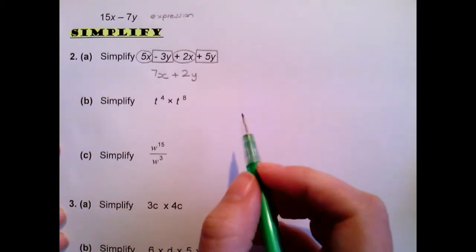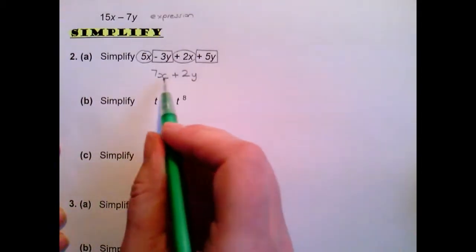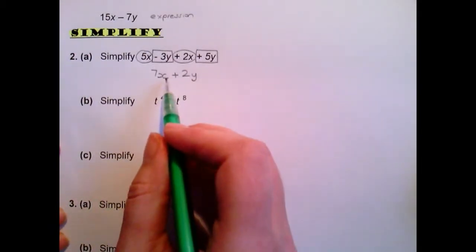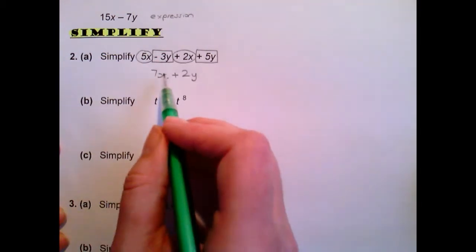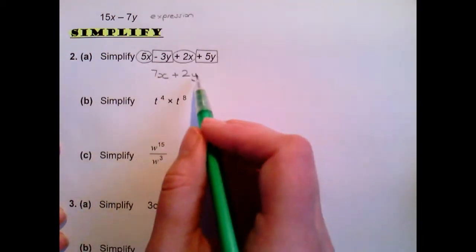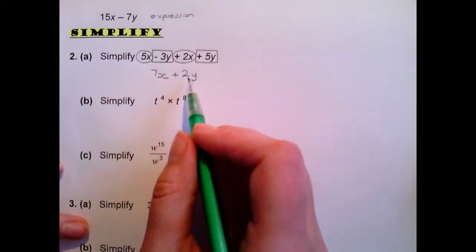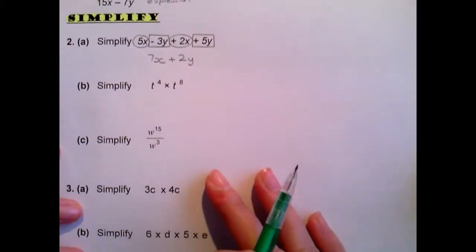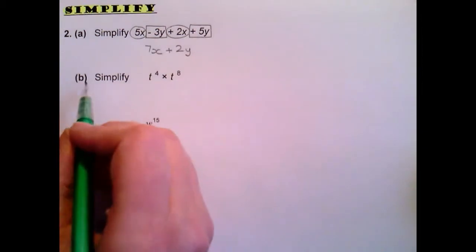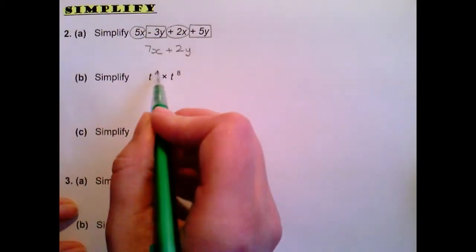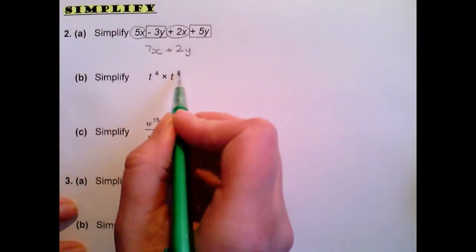What you can't do at this stage now is actually add these two together. 7x plus 2y doesn't get you 9xy or anything like that. You can't add your x's and y's together. You just leave the x's with the x's and the y's with the y's. You can multiply any combination of letters together, but whenever you're adding and subtracting, they have to be the same letter. Part B then, simplify t to the power of 4 multiplied by t to the power of 8.